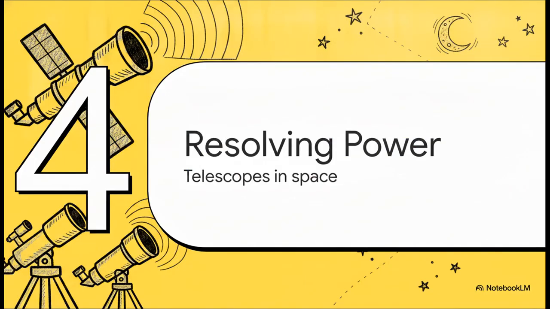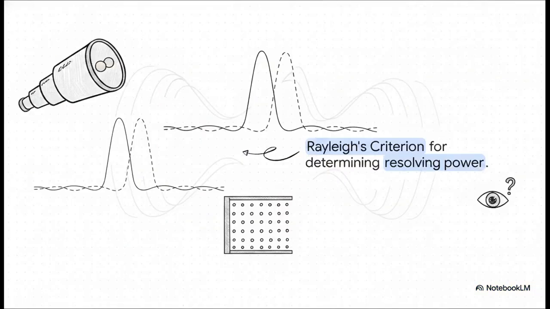Which leads us straight into Section 4, resolving power and telescopes. Now we get to take these exact same wave geometries and point them up at the heavens to see how we resolve distant objects in space. Whether you're using a grating to separate colors or a telescope to look at two stars right next to each other, the wave nature of light means you don't get perfect little dots. You get a blur, a peak of intensity. So the big question is, how close can two stars be before they just mush together into one unrecognizable blob?